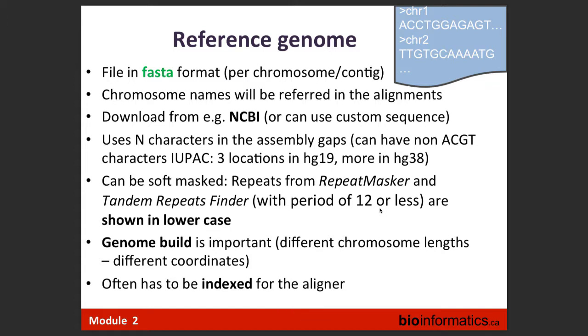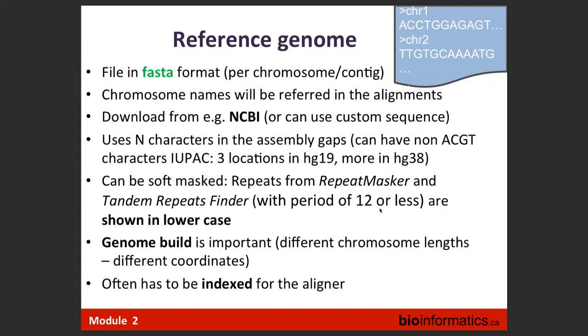Reference genome. Reference genome we usually download from NCBI. This is the main source. UCSC has its own sequence, and one can download from there. It's a big file. It usually consists of A, C, G, and T, as it should be. It's DNA. It has Ns.